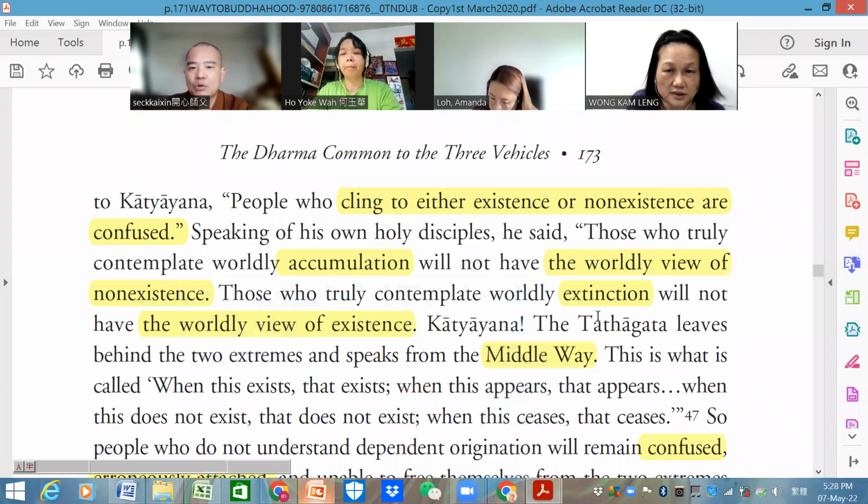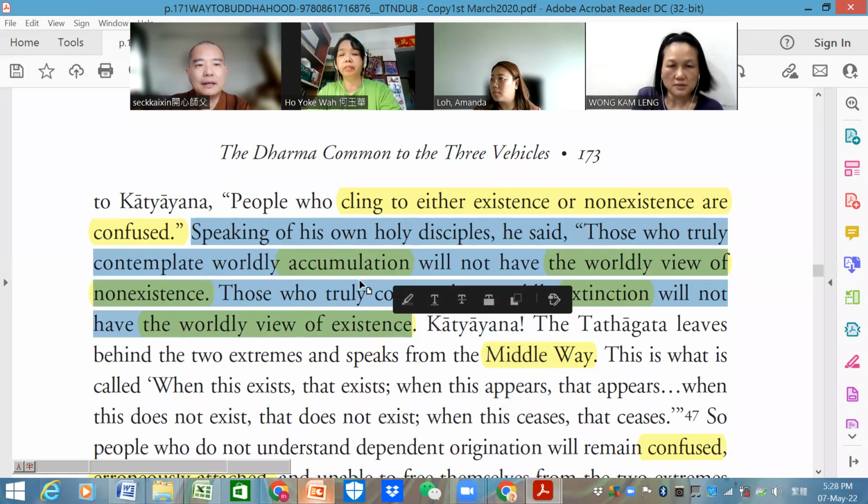And then let's say you understand that there is the worldly view of existence, there is extinction. So we will not have the worldly view of existence, you see. Once you're able to see there is a nirvana, you understand that they won't have a worldly view of existence, because extinction will lead to, extinction meaning the nirvana. Then finally, there's no more existence. So that is a different way to express these two extremes, you see.